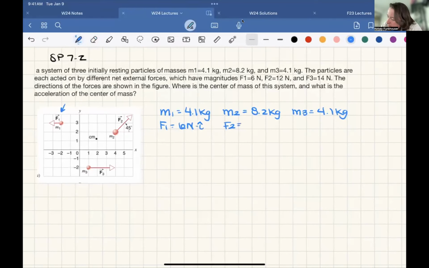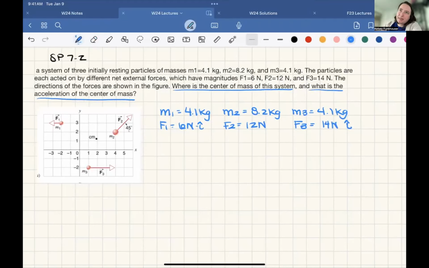F2 is 12 newtons at this 45-degree angle. And then F3 is 14 newtons in the positive i hat direction, which again, we can see right there. The problem asks us where the center of mass of the system is and what the acceleration of it is.